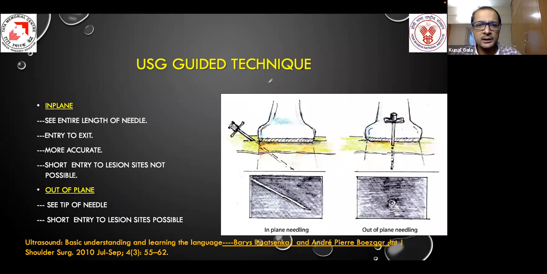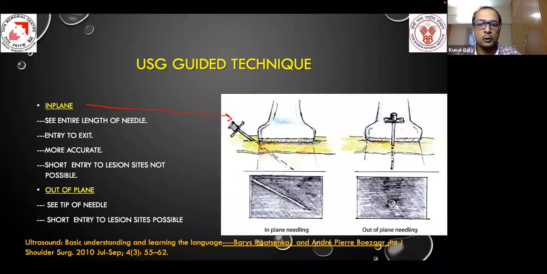While doing USG guided procedures, there are two methods of how we use it. One is the in-plane method. Here we can see the entire needle in toto, right from the entry point to the exit point. It is more accurate as compared to the out-of-plane technique. Here a short entry is not possible. We need to always use a longer approach with this type of in-plane method.